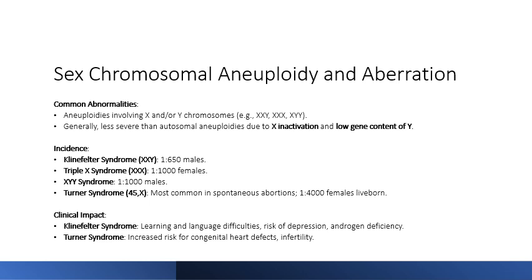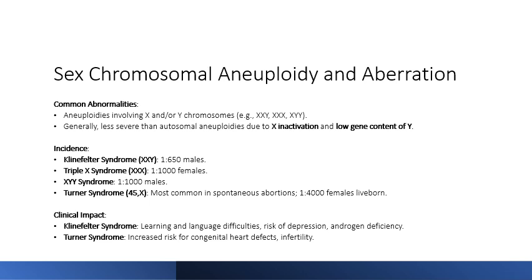So as I mentioned before, aneuploidies involving sex chromosomes are actually less severe than aneuploidies involving other autosomes. This reduced severity is due to mechanisms such as X inactivation, as well as the low gene content of the Y chromosome. Now, in regards to incidence, Klinefelter syndrome has an incidence rate of approximately 1 in 650 males.